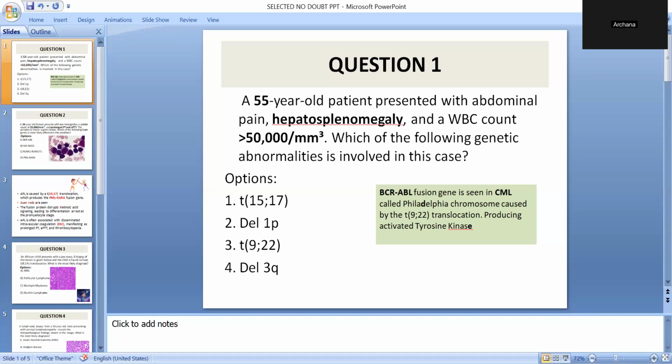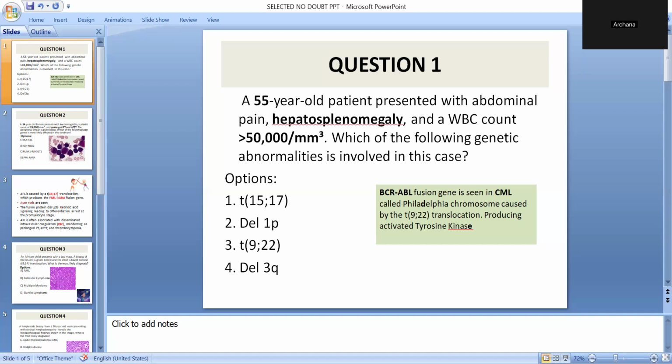A couple of other features about CML to remember is that there are 3 phases of CML, and the 3 phases again are learned by the short form of A, B, and C. A for accelerated phase, B for blast crisis, and C for chronic phase. So this together sums up what is CML.